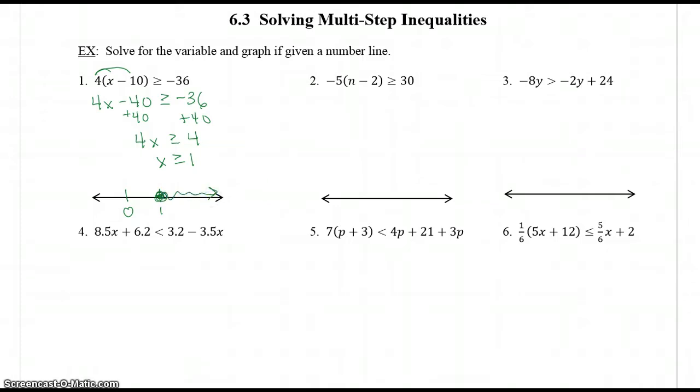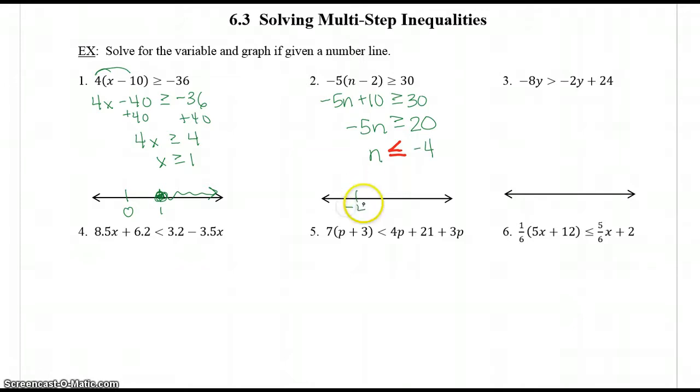For number 2, you have two options. You can either divide by negative 5 first, or you can distribute. I think most people distribute first, so let's go ahead and do that. Negative 5n plus 10, because a negative times a negative is a positive, is greater than or equal to 30. We want the negative 5n by itself, so we subtract 10, and we get 20. Divide by negative 5, and we get negative 4. However, the key to this problem is we have to flip the sign because we divided by a negative.